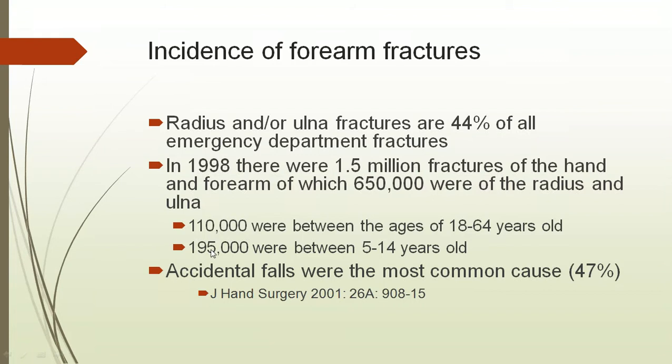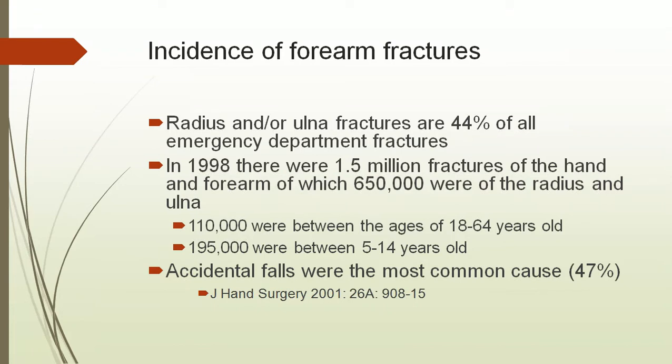So what about the incidence of forearm fractures? Mainly the radius and ulna, both bones together. They are 44% of all fractures in the emergency department worldwide. And in the 1998 census, there were only 1.5 million fractures of the hand, of which 1,10,000 were between the ages of 18 to 64, and 1,95,000 were between 5 to 14 years old.